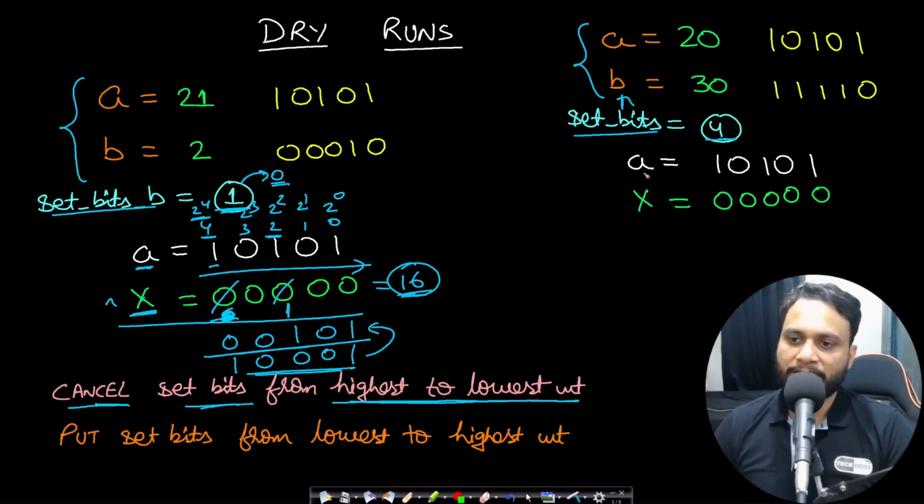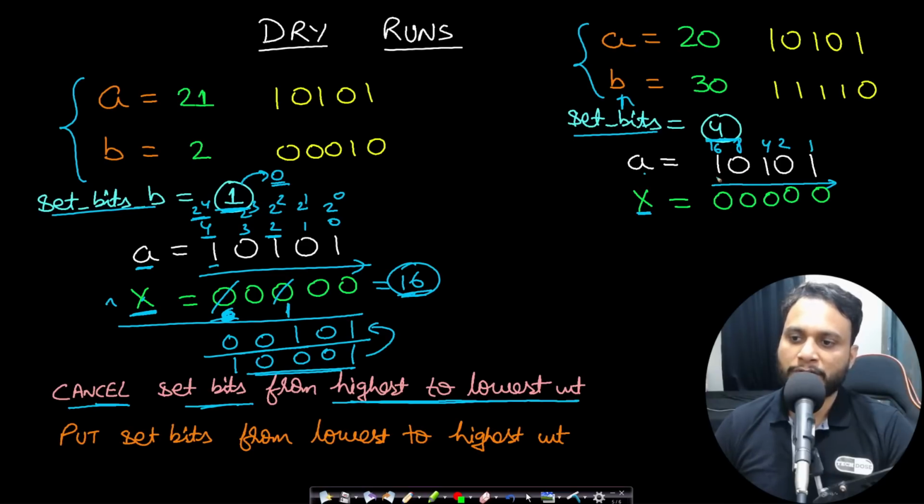Now if you take this A as 10101, and X will be initialized to all zeros, I have to place 4 set bits in X. Where will I place them? Well, in the first iteration, I will be moving from left to right, and I will check the weightage of each of the items. So moving from left to right, I will definitely get the highest weightage on the first attempt, right?